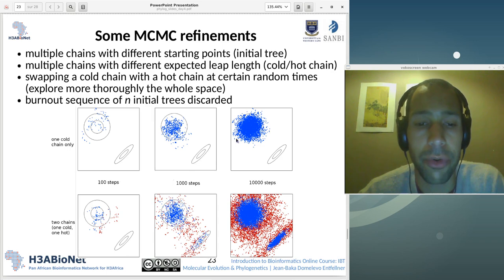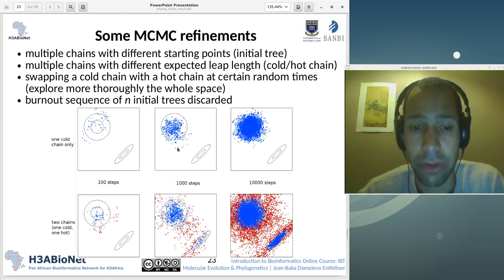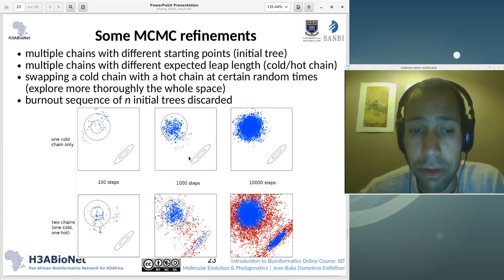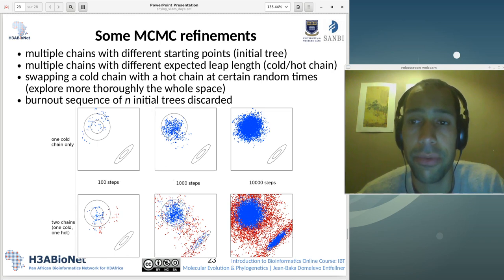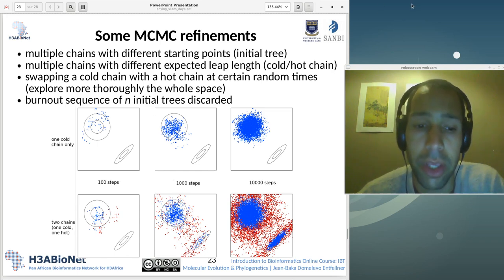Okay, so these examples show you how the MCMC works. You have to understand that each point here corresponds to one calculation of a likelihood. Each point corresponds to a different model. So running a chain during 1,000 steps means that I have to perform 1,000 calculations of a likelihood. So it's quite an expensive process in terms of computation time.